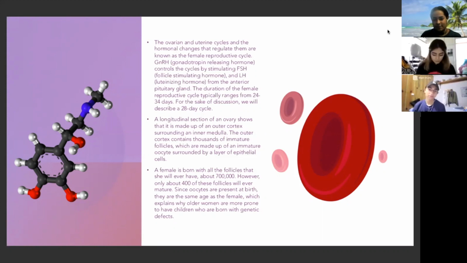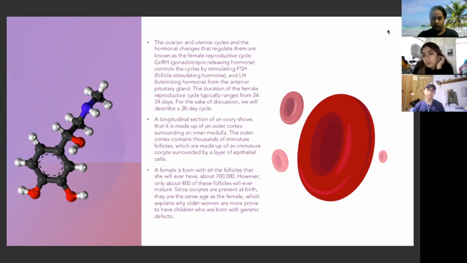Gonadotropin releasing hormone controls the cycles by stimulating follicle stimulating hormone and luteinizing hormone from the anterior pituitary gland. The duration of the female reproductive cycle typically ranges from 24 to 34 days. For the sake of discussion, we will describe a 28-day cycle.